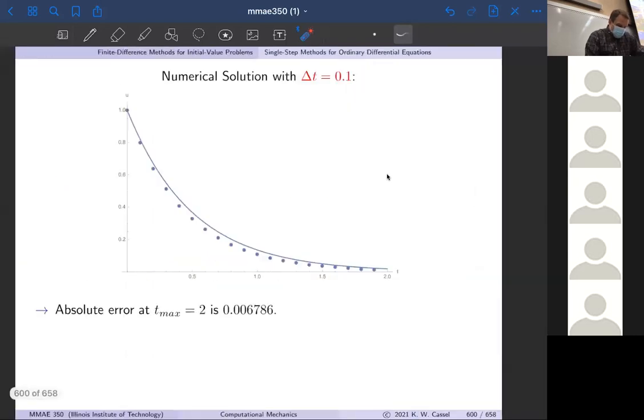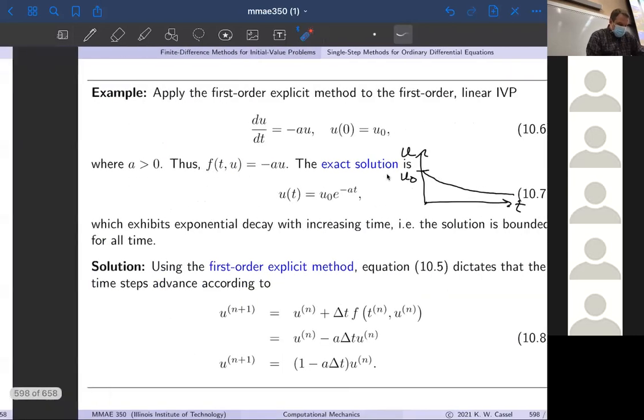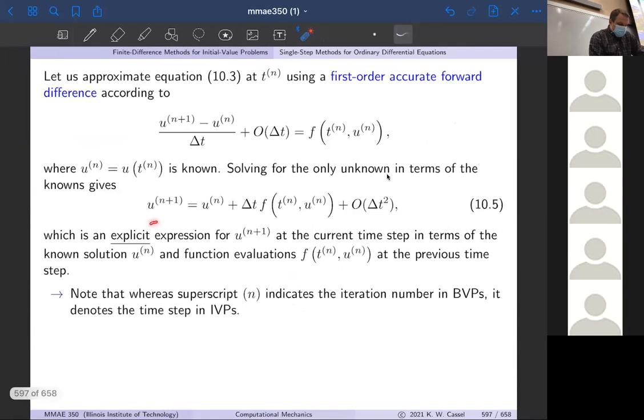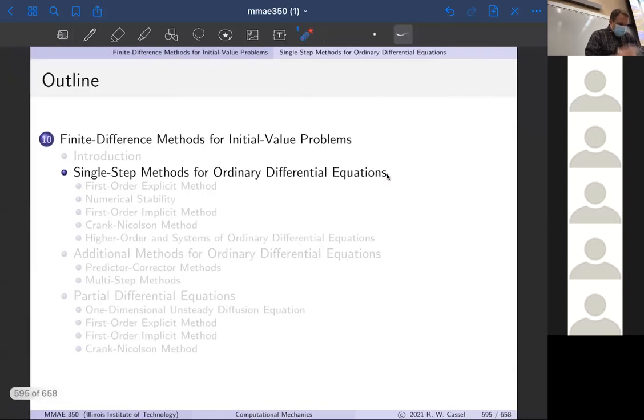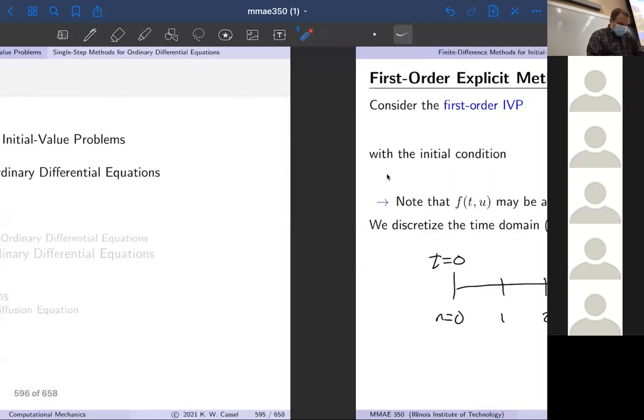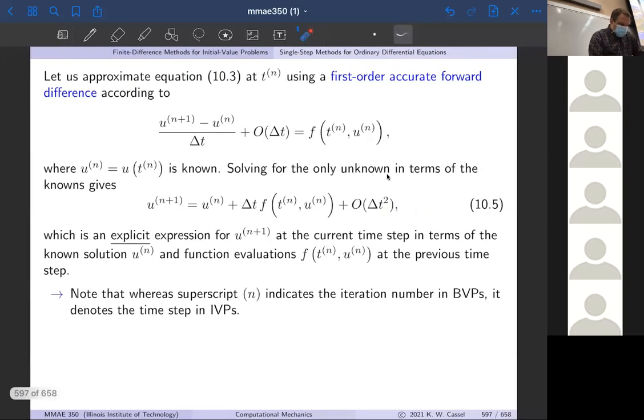So if you look back at equation 10.5, this was our prescription for the first order explicit method. And you can see here we have order delta t squared. Now, where did that come from? Because you say, oh wait, it's first order accurate. So let's trace that through. Here we did our first order accurate forward difference approximation for the first derivative in time. So that's order delta t. And then we multiplied through by delta t, which made this delta t squared.